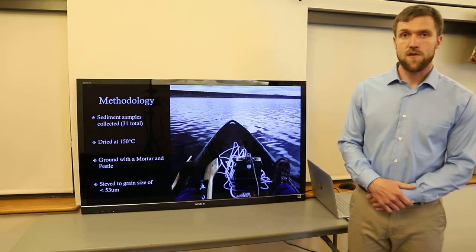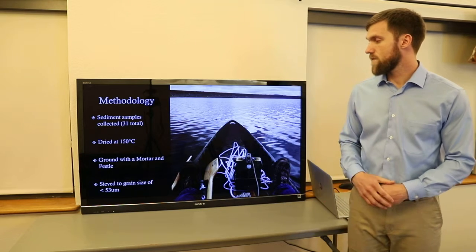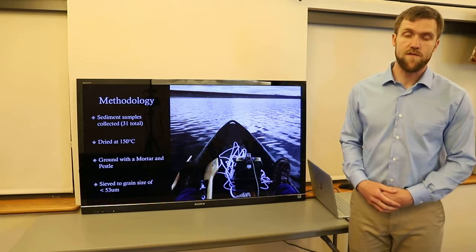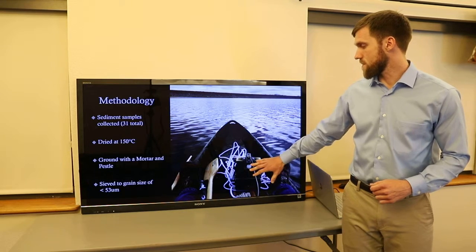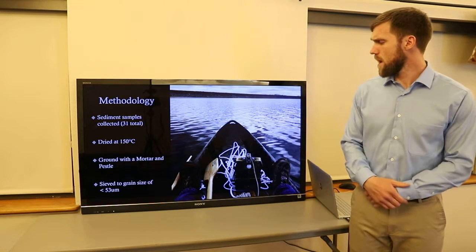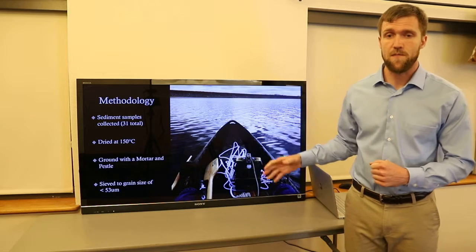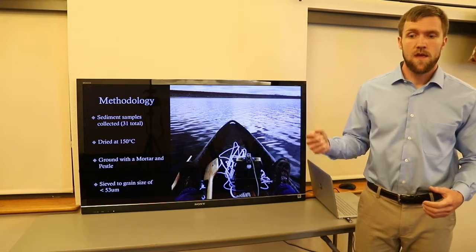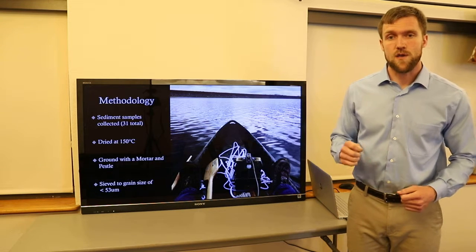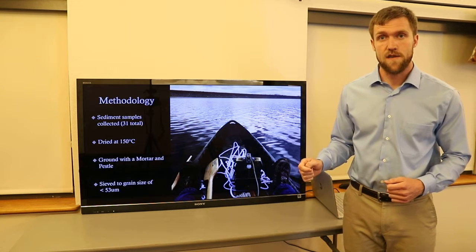Moving on to my methodology, to collect samples, I went out on each of these reservoirs in a kayak. I used a dredge, which you can see pictured here. You drop it off the side of the boat, it grabs the sediment, you bring it up, and empty it into a bag where I took the GPS locations of it.